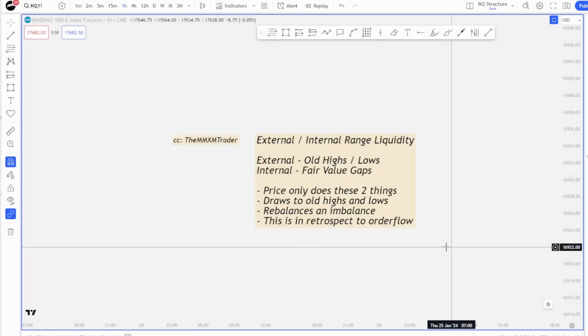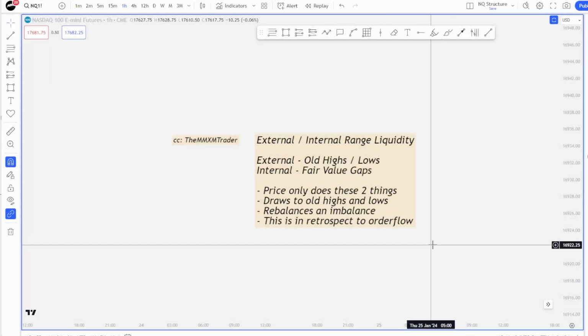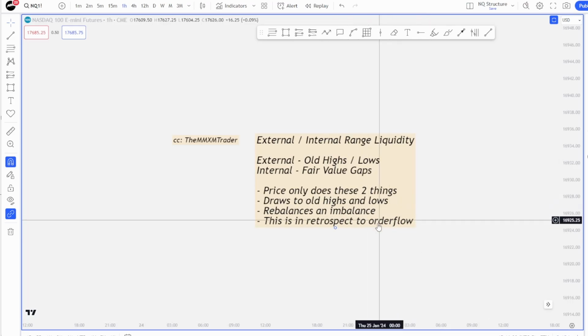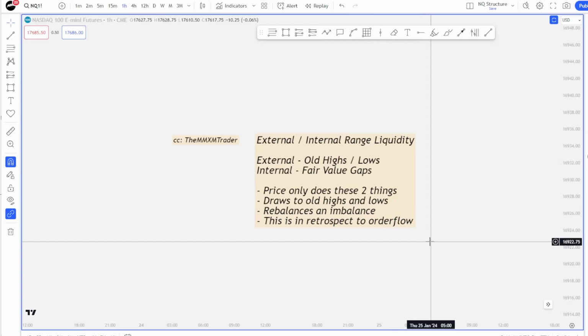What I'll be discussing is the definition and explanation of external and internal range liquidity. To start off, external range liquidity is just old highs and lows, and internal range liquidity is fair value gaps. The market and price only do these two things: it draws to old highs and lows, and it rebalances an imbalance. This is in regard to the order flow of the market.